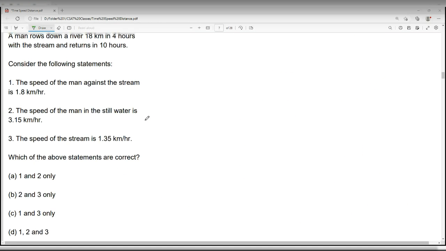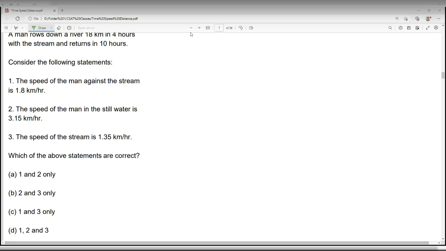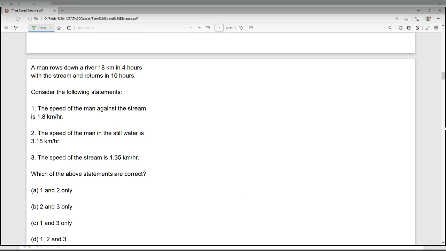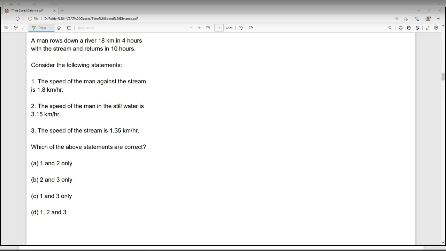This is about a man rowing down a river. I hope you can see the question. Yeah. So please take around 3 minutes to solve this question.